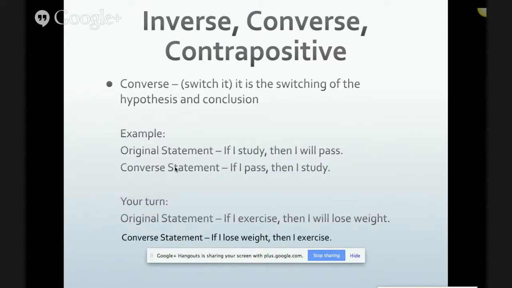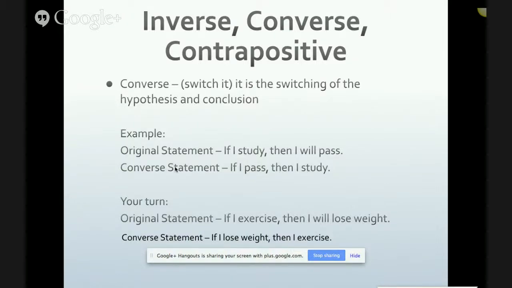The converse is to switch. It's the switching of the hypothesis and the conclusion. So if I study, then I will pass. The converse would be, if I pass, then I study. We're not talking about validity here, we're just talking about how to form the statement.